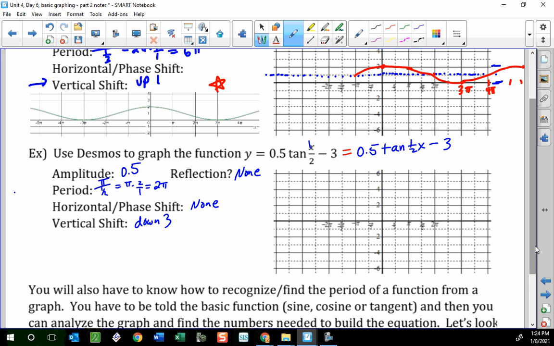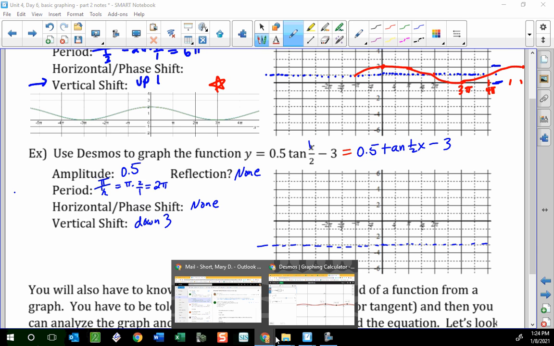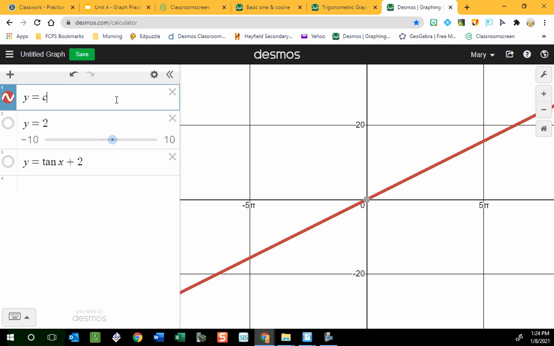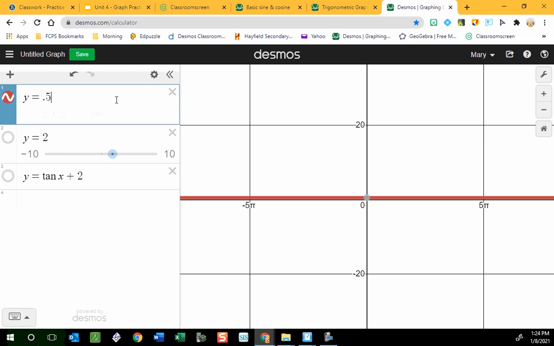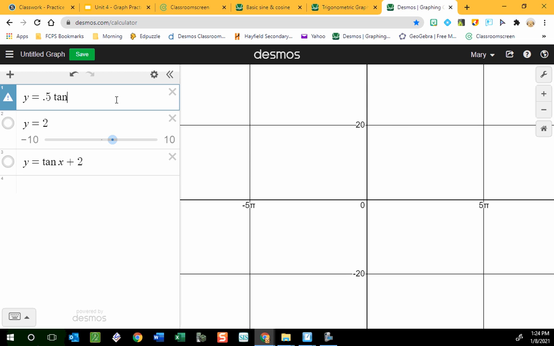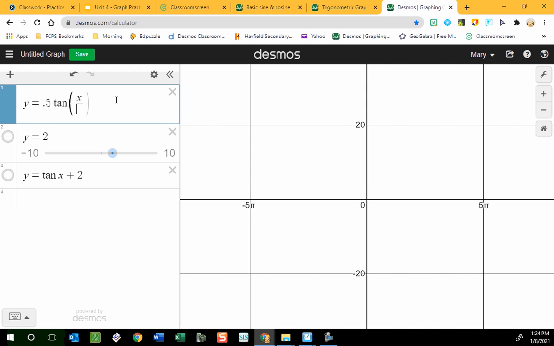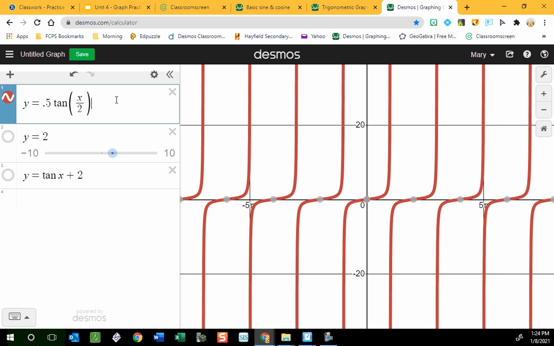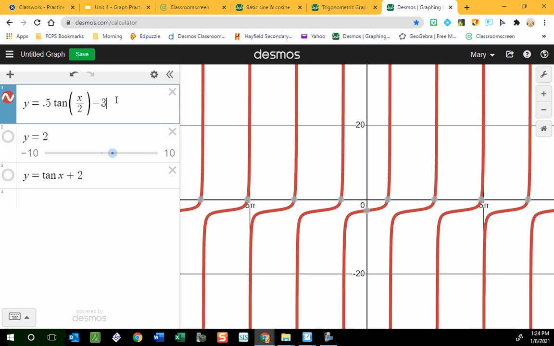Now one thing you could notice, it's moved down 3, so I like to draw a little dotted line here because that's going to be my new center. Okay, and let's just look at Desmos and see what we get. So 0.5 tangent, and I need parentheses, x over 2. Whoopsie, not there. Minus 3, right? All right. 0.5 tangent x over 2. Yep, there it is.